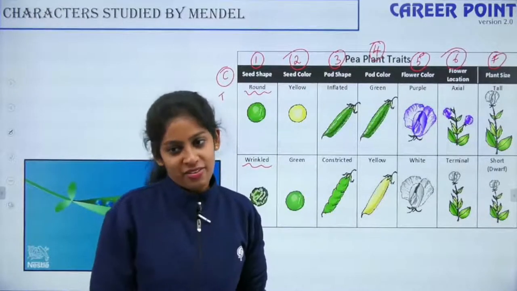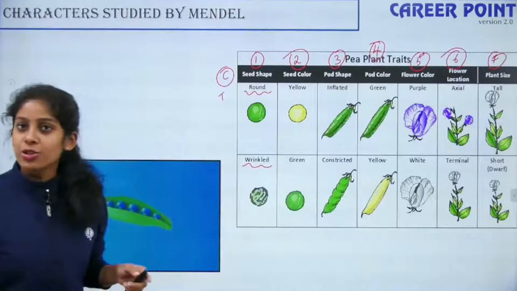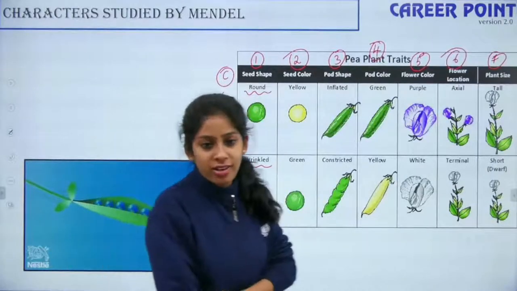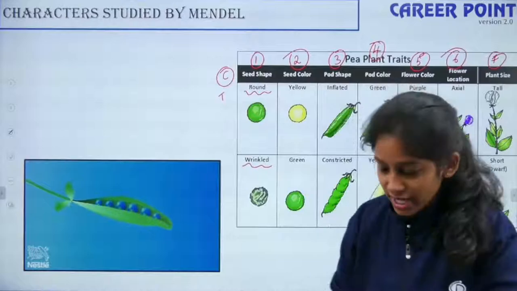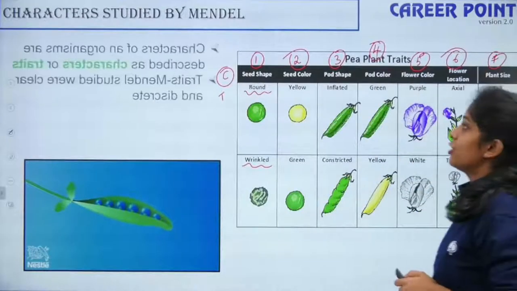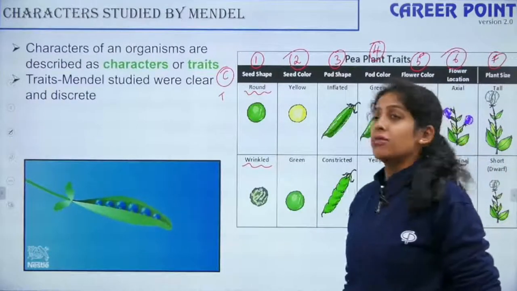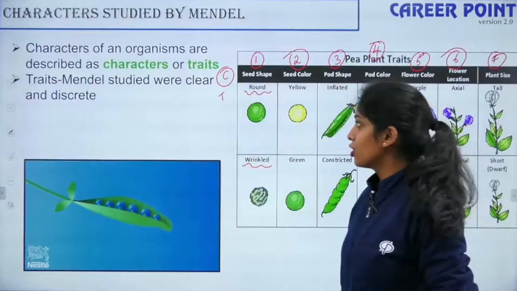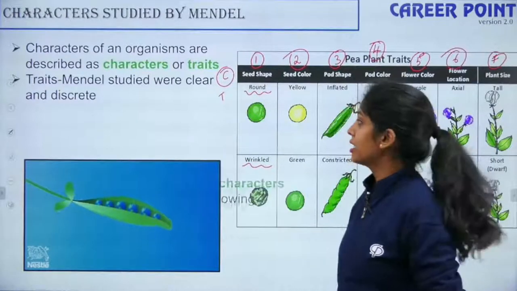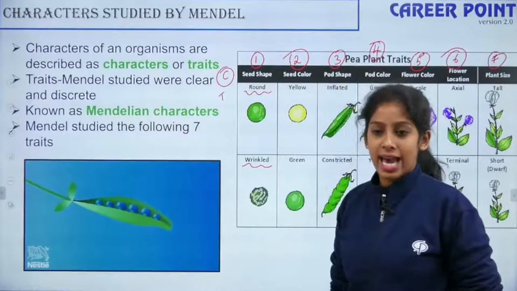Good? Fine. So I hope you understood character and trait. Yes, should you understand character and trait? Fine. So the characters of an organism are described as characters or traits, and when Mendel studied them, we call them Mendelian characters.